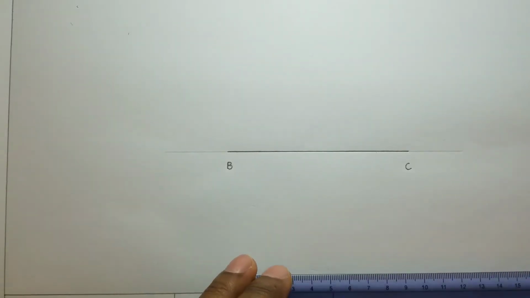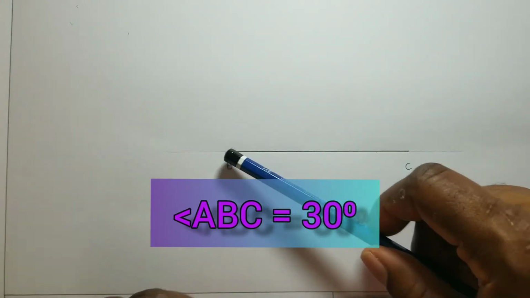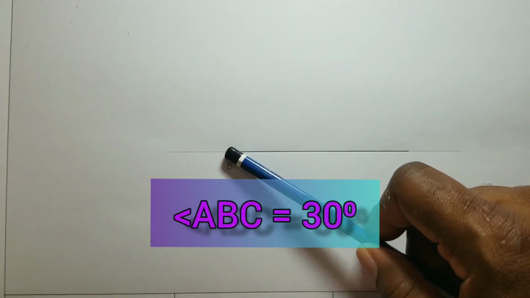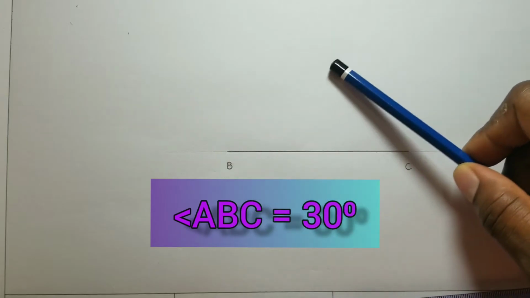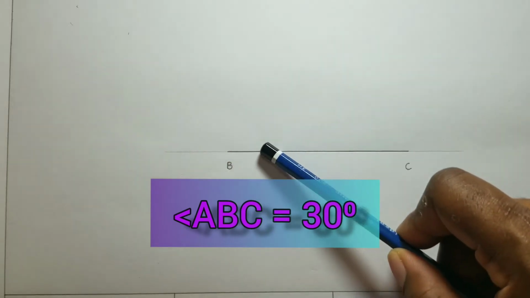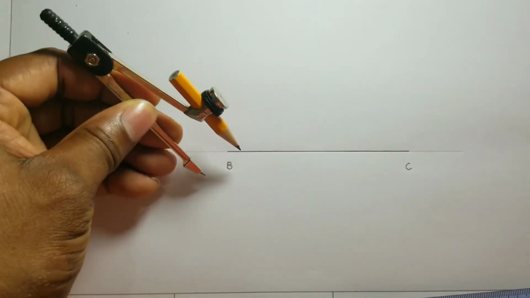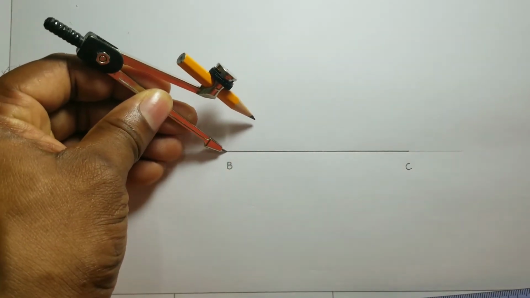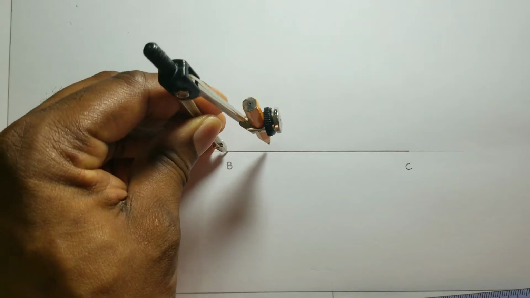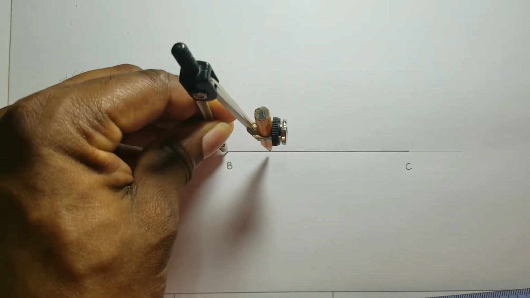Now the angle given is a 30 degree angle from point B. So B to a point, and the angle given is 30 degrees. So we will now need to construct a 60 degree angle and bisect it. In order to do so, we will put our compass at point B and scribe an arc from the BC line.